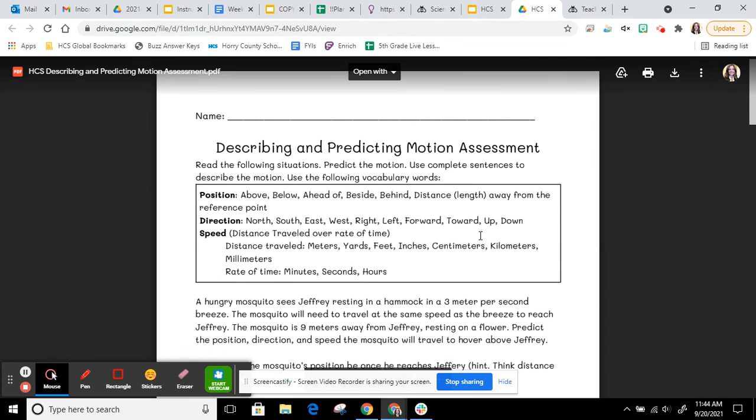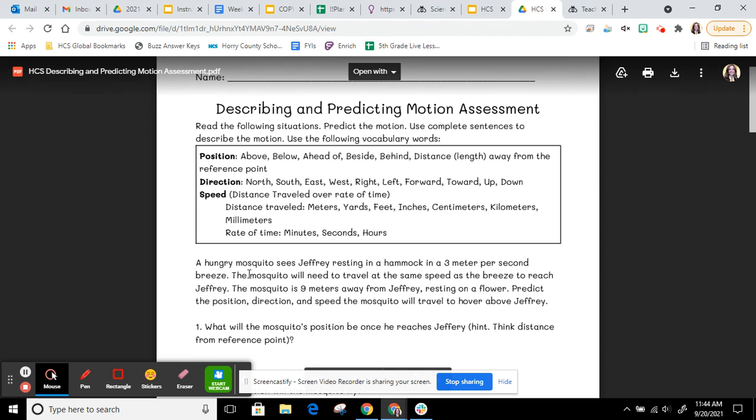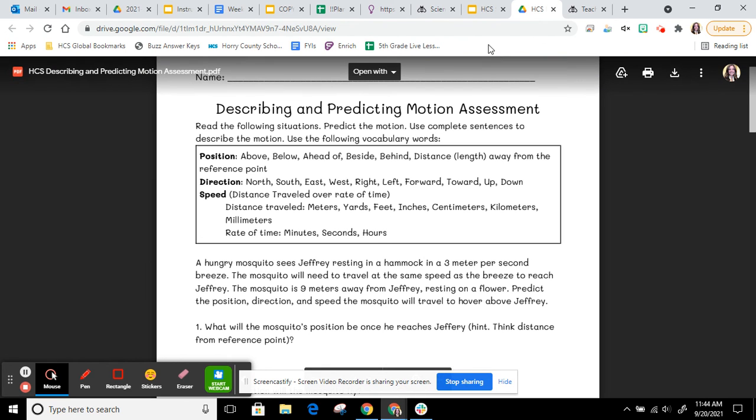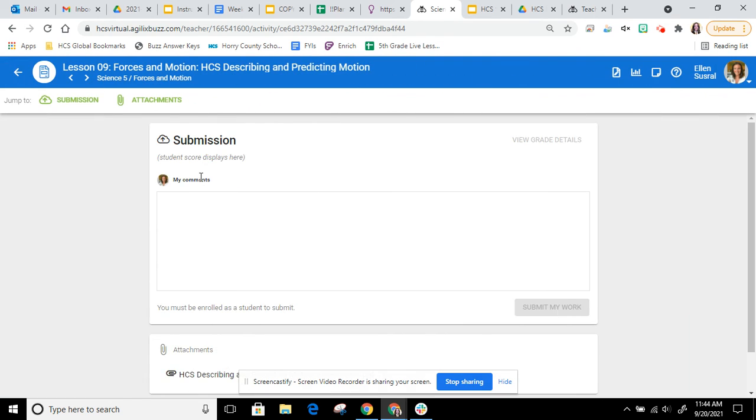Make sure, like I said, to use these terms when you are answering the questions on your worksheet here, on the 2 different situations. Once you have all 10 questions completed, you'll go back to your Buzz assignment or your Buzz page, and on the next activity tab, this is where you will submit your work for lesson 9, Forces in Motion, HCS Describing and Predicting Motion. You'll have a blue plus button here in the bottom right hand corner where you can attach all of the pages for that assignment. Let me know if you have any questions.